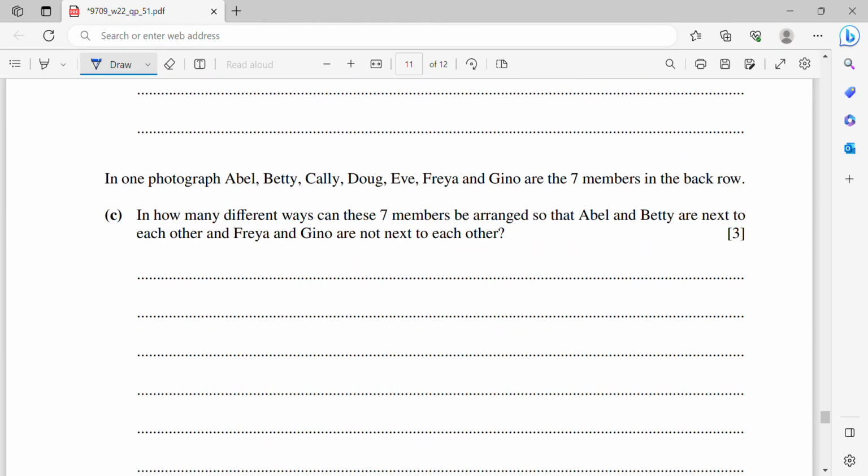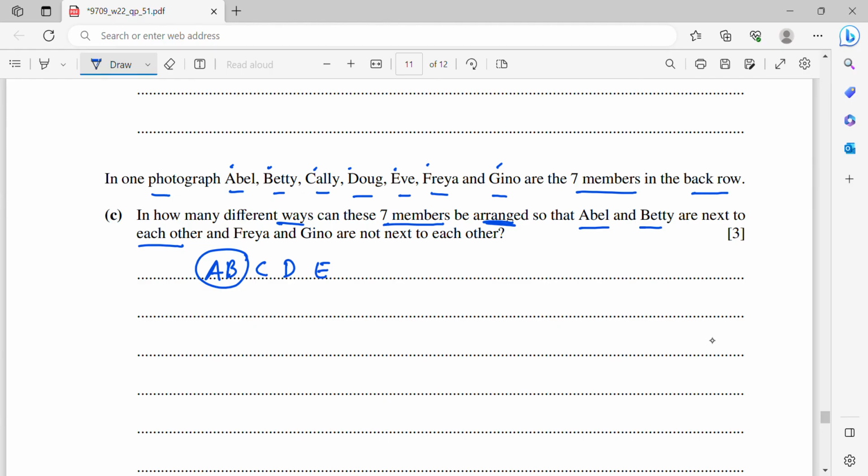Now, in one photograph, Abel, Betty, Kelly, Doc, Eve, Freya, and Gino are the 7 members in the back row. In how many different ways can these 7 persons be arranged? Now the arrangement is important. So that Abel and Betty are next to each other, I will group them together. And then Freya and Gino are not next to each other, so you still have A, B, C, D, E. I just take the first letter of each of them. So these are the 5.